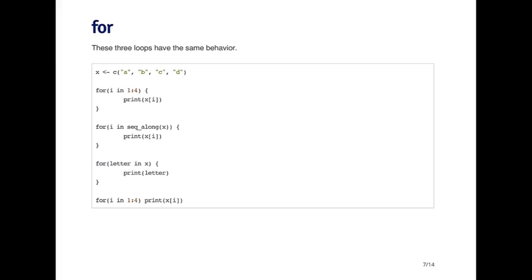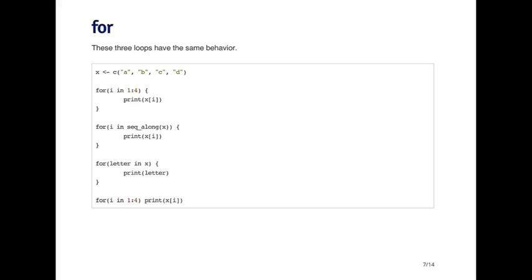So for example, the first one, I've done what you might commonly see in other languages like C that have for looping. Here I've got an index i that I sequence through 1 through 4. I create an integer sequence, and then I print out the ith element of x each time. So here, this loop just prints out A, B, C, D.